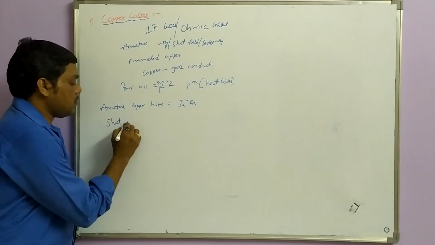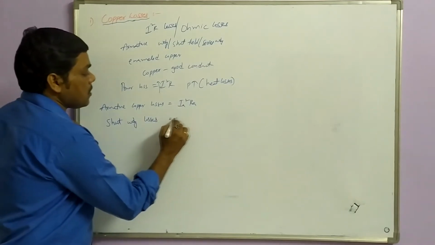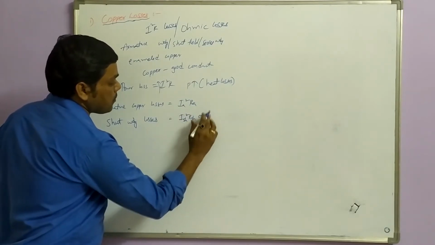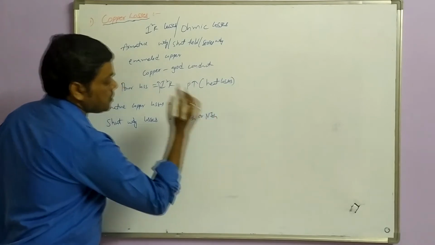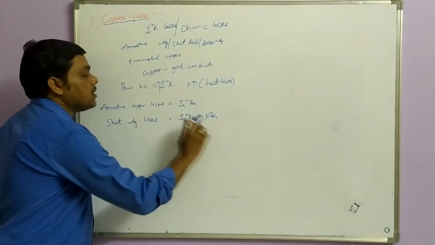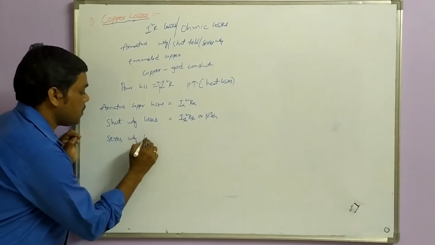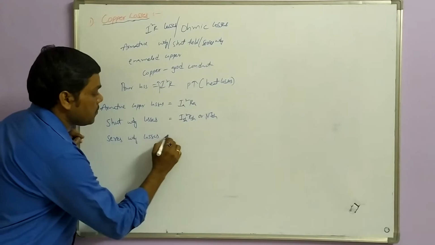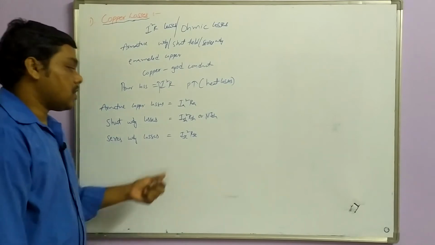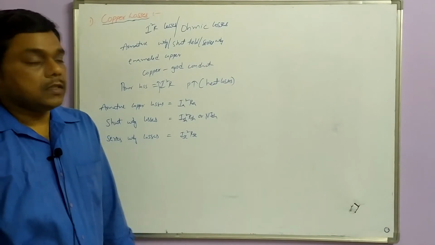Similarly, shunt winding loss or shunt field copper loss is Ish square into Rsh, or V into Ish. Now this is the shunt field copper loss. Similarly, series winding loss is equal to Isc square into Rs: current flowing through the series winding times the series winding resistance.